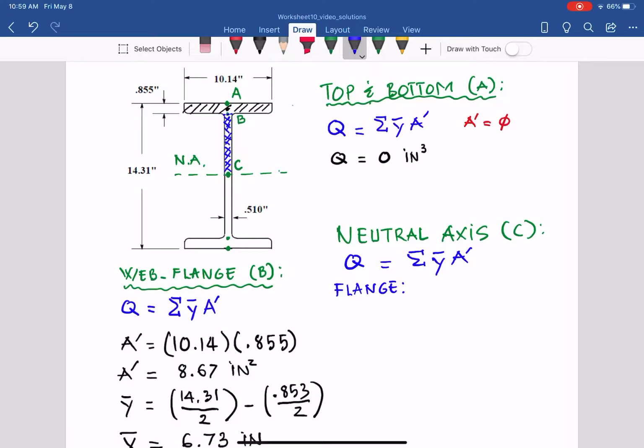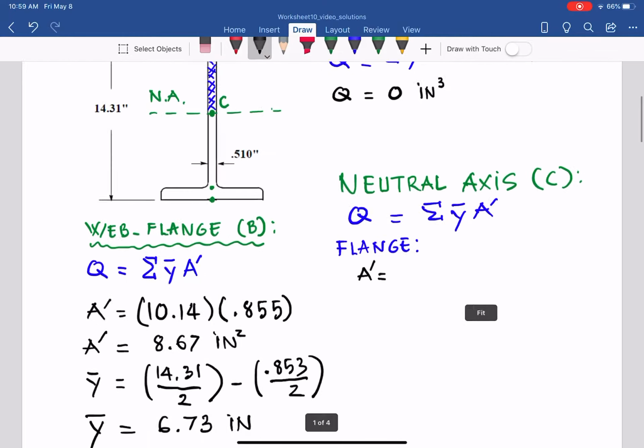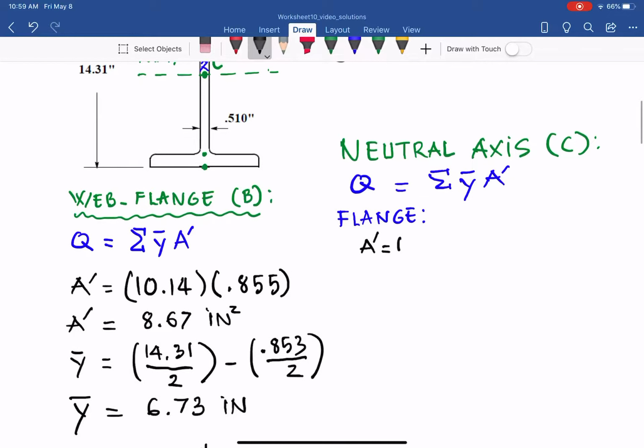What do we have? The A is still the same on the other side, which we already did. We already do, but I just read right here, and you can see it equals 10.14 times 0.855. So you have 8.67 inch cube, or in square area, in square. And then we have y bar, which we already did on the other side. We just rewrite 6.73 inches.